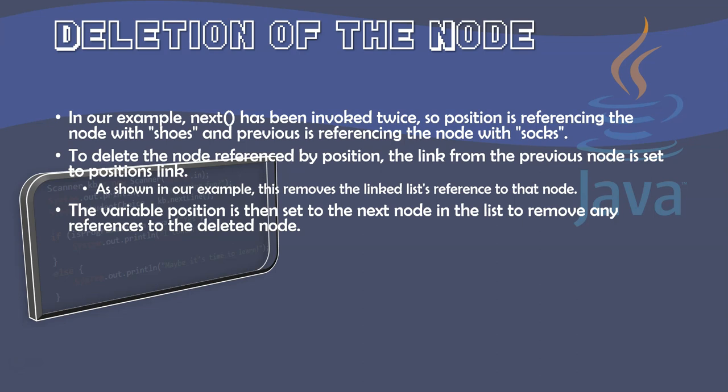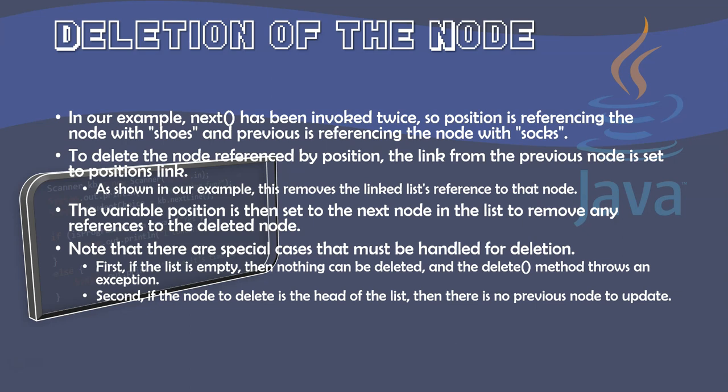So the variable position, as we saw, was set to the next node to remove any references to that deleted node. Now, there are special cases that we do have to handle for deletion. First off, if the list is empty, then nothing can be deleted because there's nothing in the list, so it's going to throw an exception.